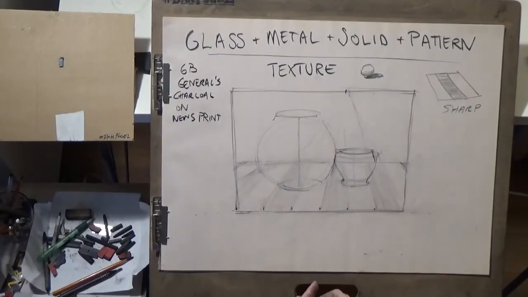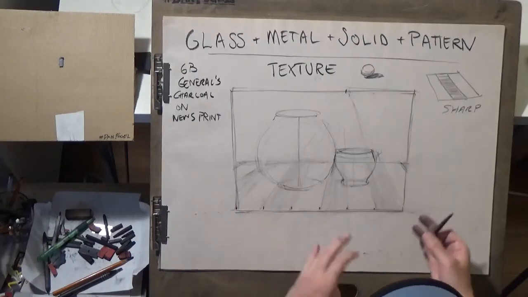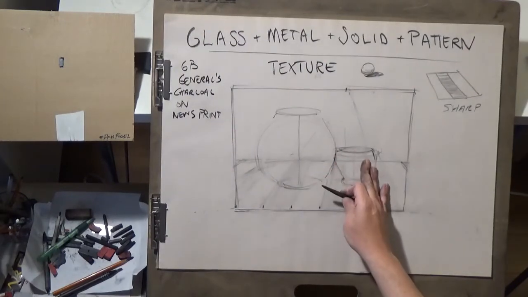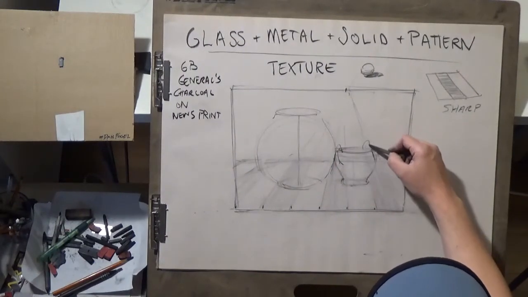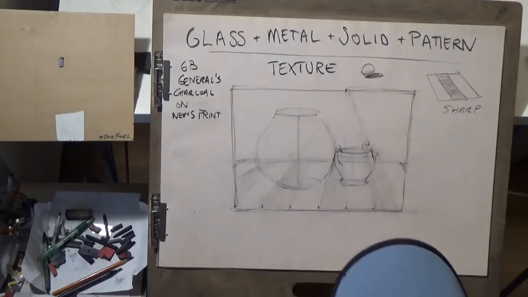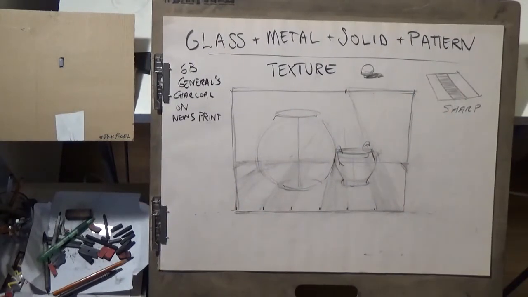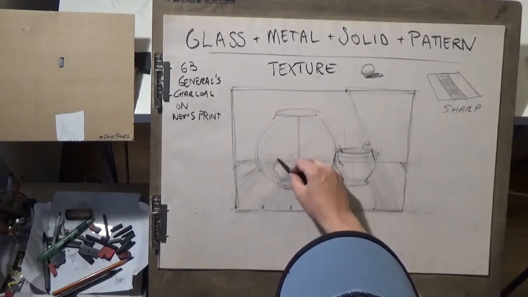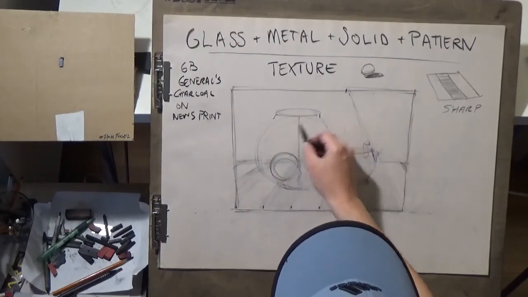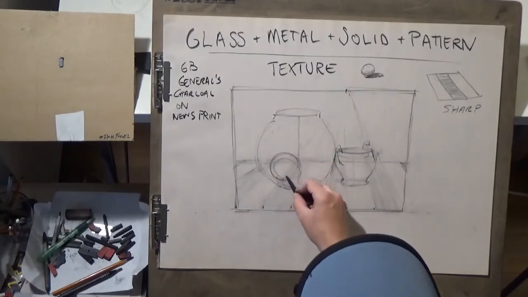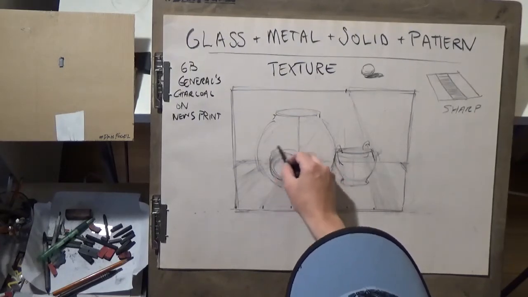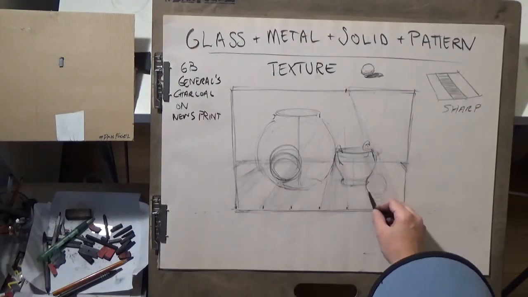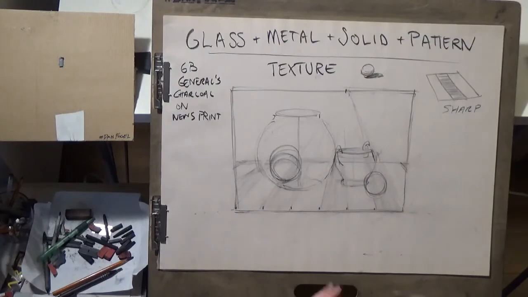But what I want to do next, I need something else. I've got something that's going to become glass. I've got something that's going to become metal. And I still need something that'll be solid, and of course I have the pattern. That was one of the first things that I put in there. So I'm going to put something in this glass fish bowl, like a piece of fruit. I could also put another object, maybe just a small ball or something like that over here.